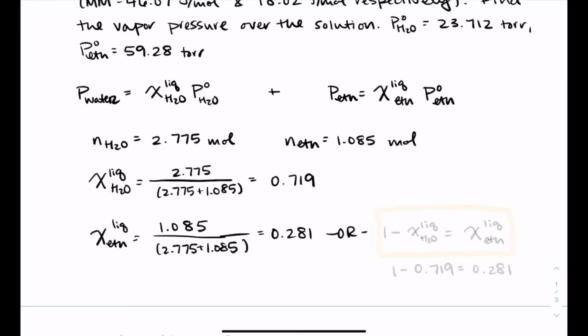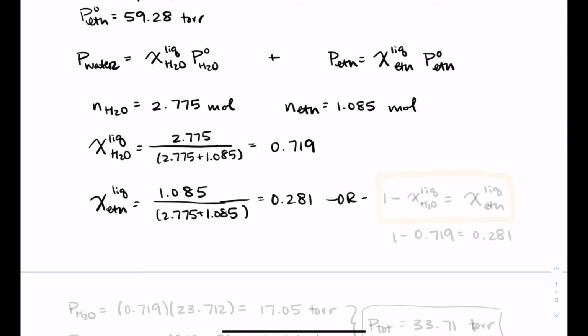The thing about mole fractions, right, this is just the decimal version of the percentage. So the mole fractions have to all add up to 1 or add up to 100%. So once I calculate the mole fraction in the liquid of water, I can find the mole fraction in the liquid of ethanol by doing 1 minus the mole fraction of water.